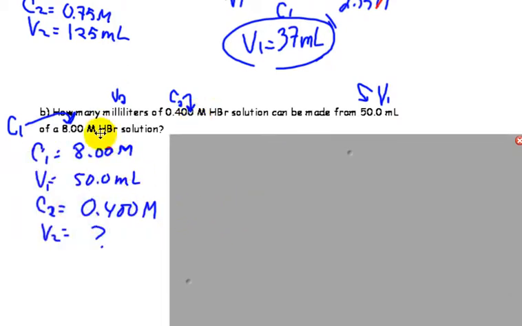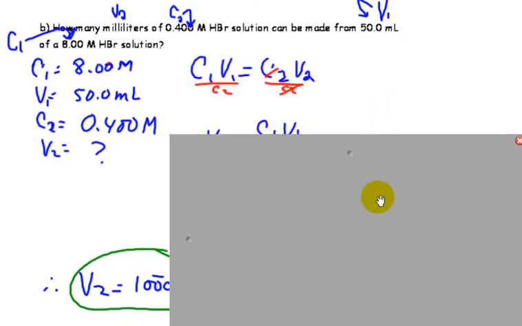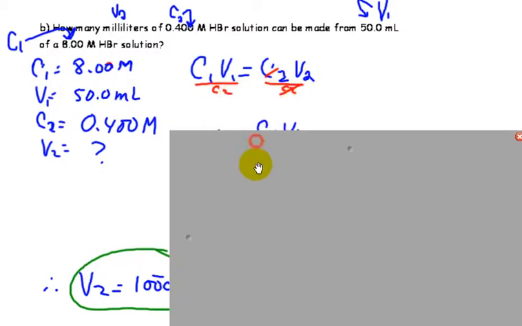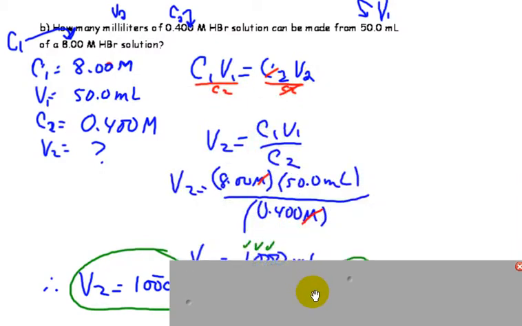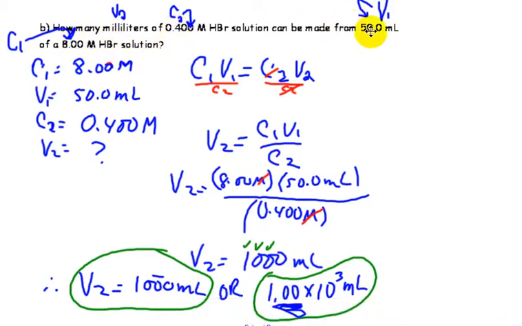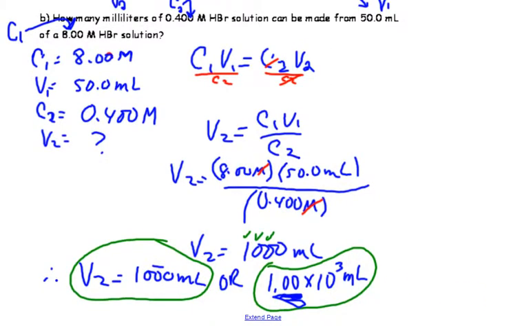So there we go. We have C1 is 8 and V1 is 50. C2 is 0.4 and we're looking for V2. So C1V1 equals C2V2. We're looking for V2, so divide each side by C2 and there's our equation. And it works out to be 1,000 milliliters, which is interesting. 3 sig figs everywhere, so we have to have 3 sig figs here. So to show that we keep the 1, the 0, and the 0, we can put a line over the last 0, or even better, write it in scientific notation.